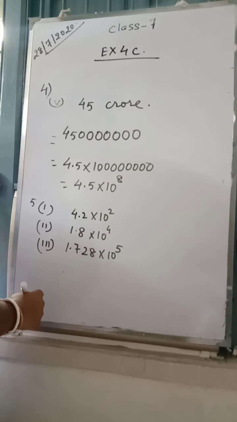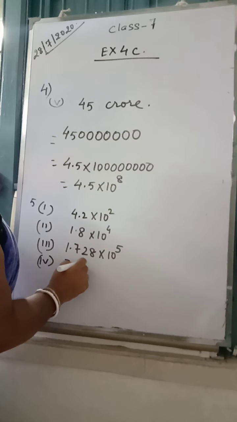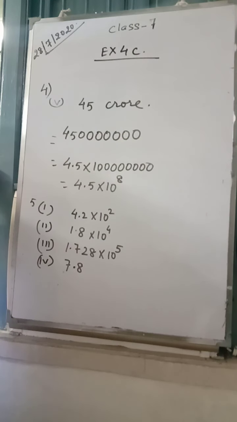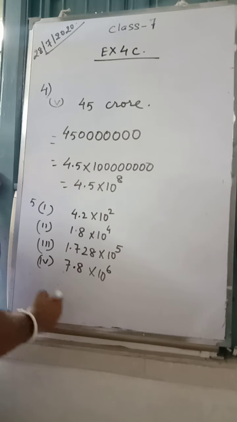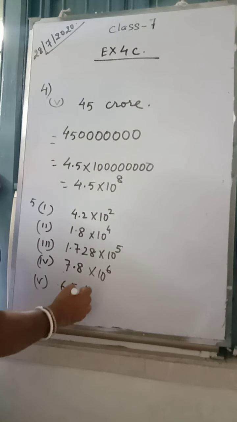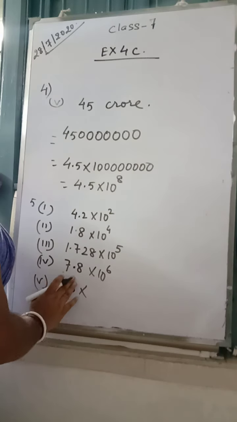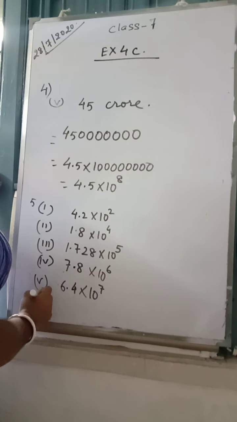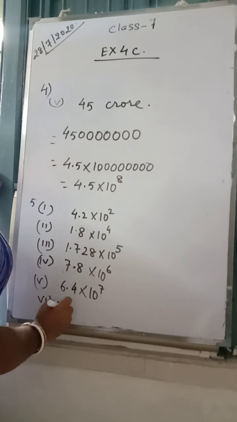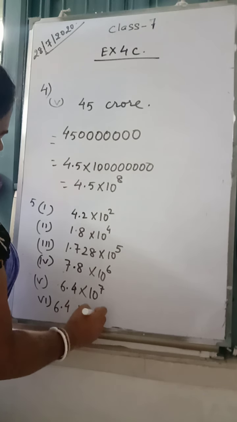The next is number 4. 7.8, after how many digits? 6, so 10 to the power 6. Number 5, 6.5, after how many digits? 7. Sorry, 6.4, 10 to the power 7. And the last one is 6.4, after 8 digits, 10 to the power 8.